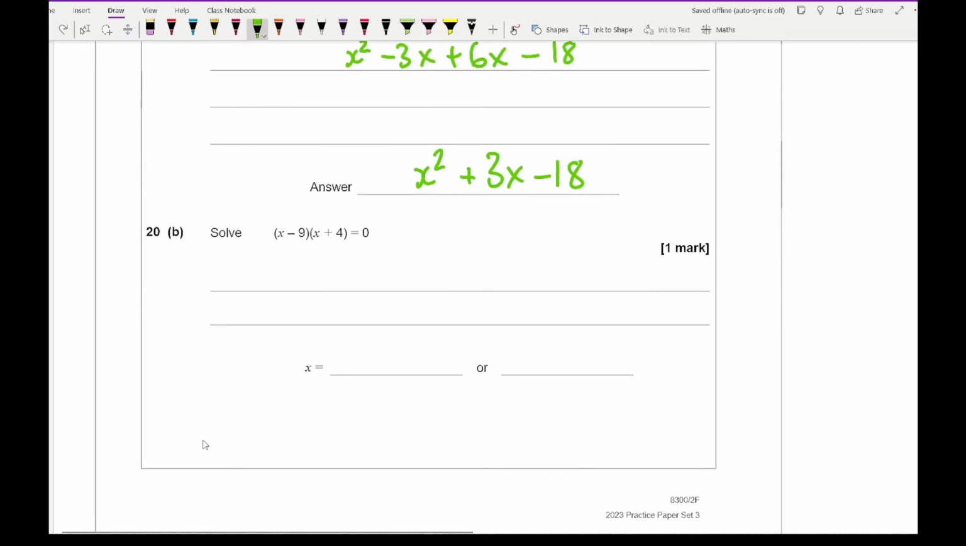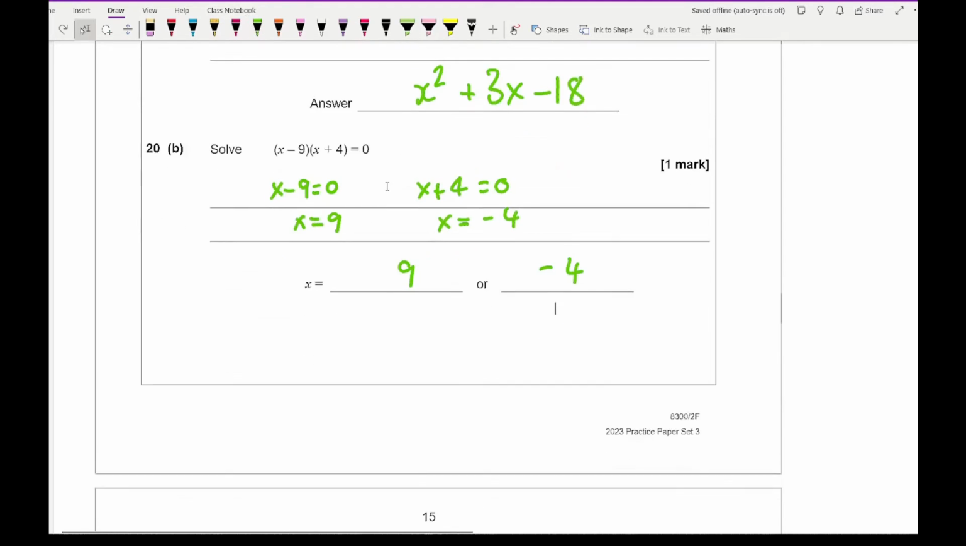Then for question 20b, we want to solve this. So all we need to do is just make each bracket equal to 0. So we've got x minus 9 equals 0, so x equals 9, and x plus 4 equals 0, so x equals minus 4. So you just need to write 9 and minus 4 in the two spaces, and you can write those numbers in any order.